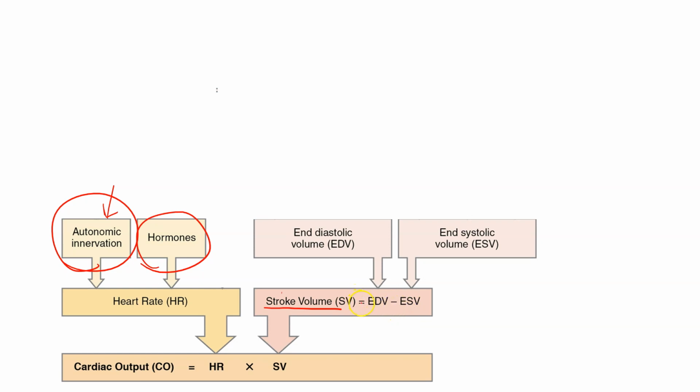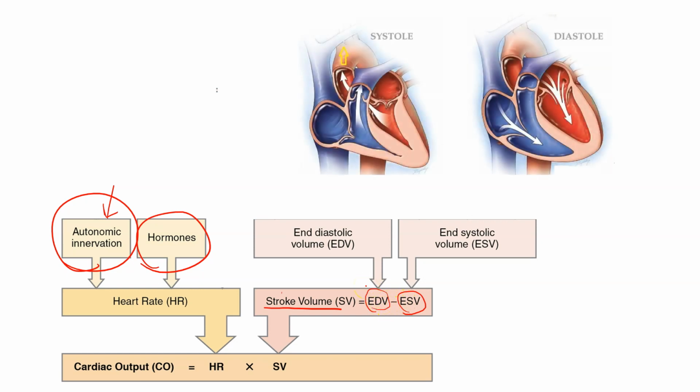To figure out how much blood a heart ejects, you have to consider two things. One's called the end diastolic volume, the other one's called the end systolic volume, and these words are scary, but in essence, they're very simple. End diastolic volume, let me just write it out here. Refers to how much blood is in the ventricle at the end of diastole.